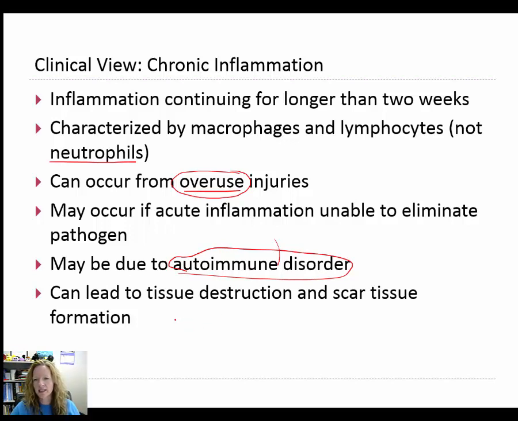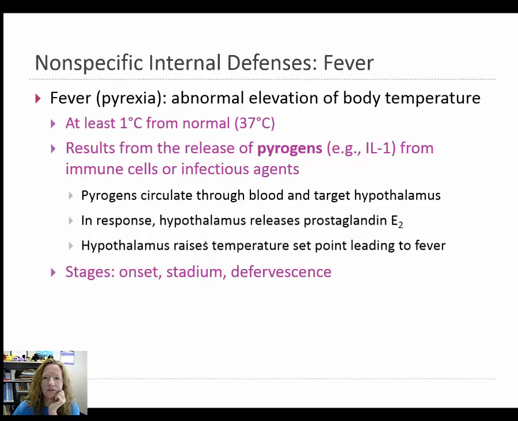And the issue with this is that it can lead to tissue destruction or scar tissue formation. And really, the type of chronic inflammation you have is going to lend itself to the treatment that you might have. It really depends on which autoimmune disorder it is. With overuse injuries, they sometimes tell you to take non-steroidal anti-inflammatories. If you have acute inflammation that has become chronic because of allergens, you might be given some kind of steroids to help reduce that inflammation. It really just depends.